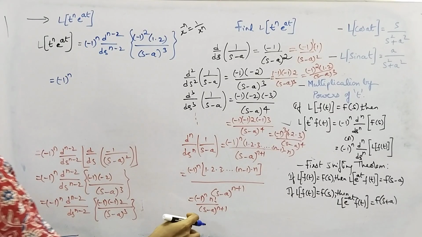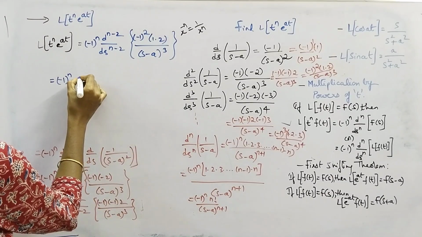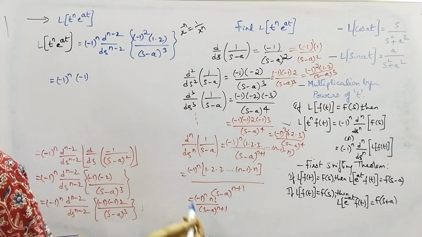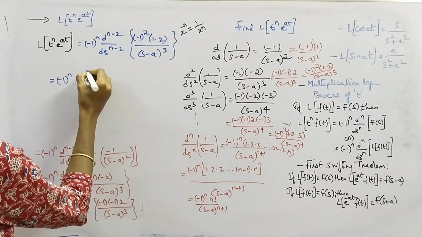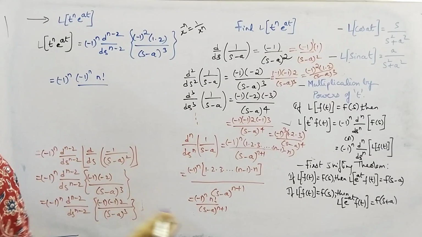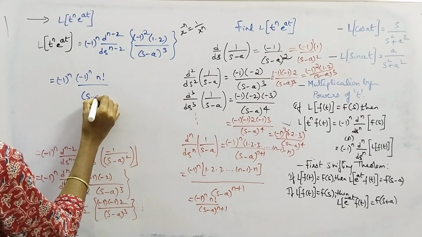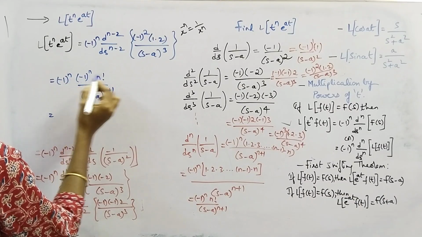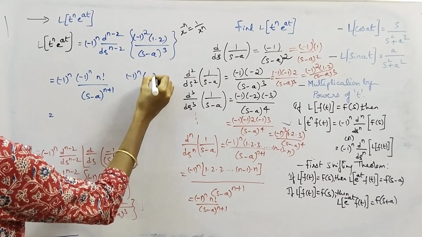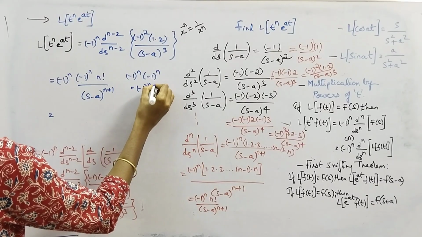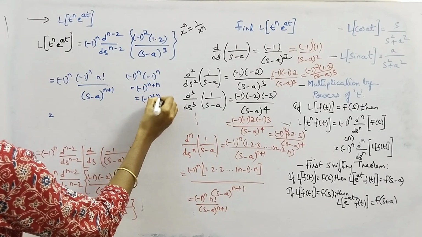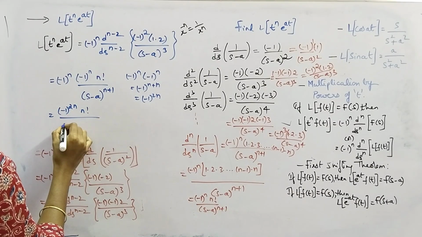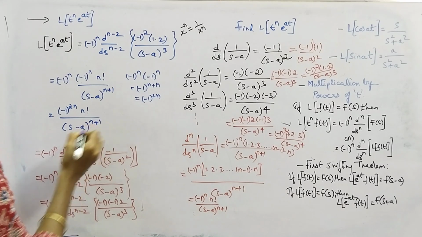Just write this down. And the nth derivative, you need to write just by observing the terms under this bracket. Already we have done that. Minus 1 power n into n factorial by (s minus a) power n plus 1. So here you have minus 1 power n into minus 1 power n, you'll get minus 1 power 2n. So you'll get minus 1 power 2n into n factorial by (s minus a) power n plus 1.